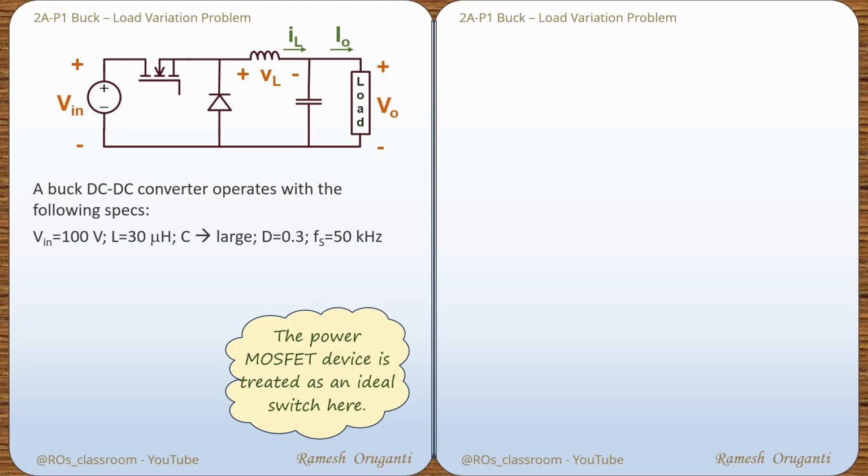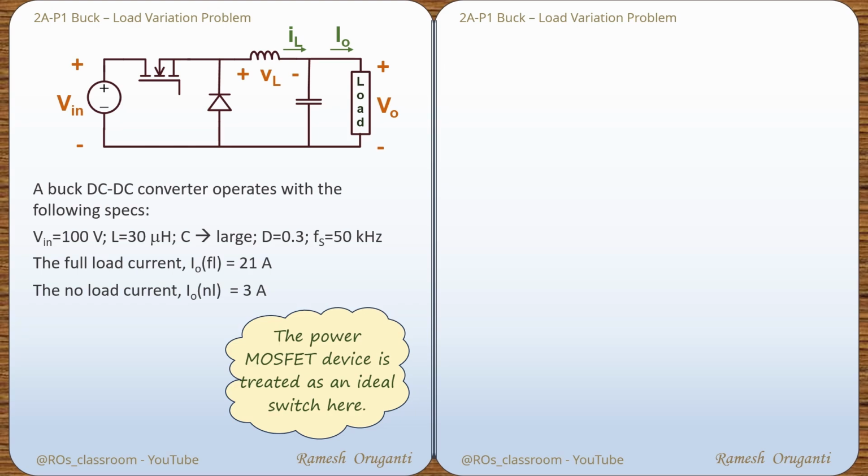The full load current I0 FL equals 21 amperes. This is the output current. And the no load current I0 NL is 3 amperes. No load does not mean that the load has been removed. No load simply means here the minimum load current that the load is taking from the converter.